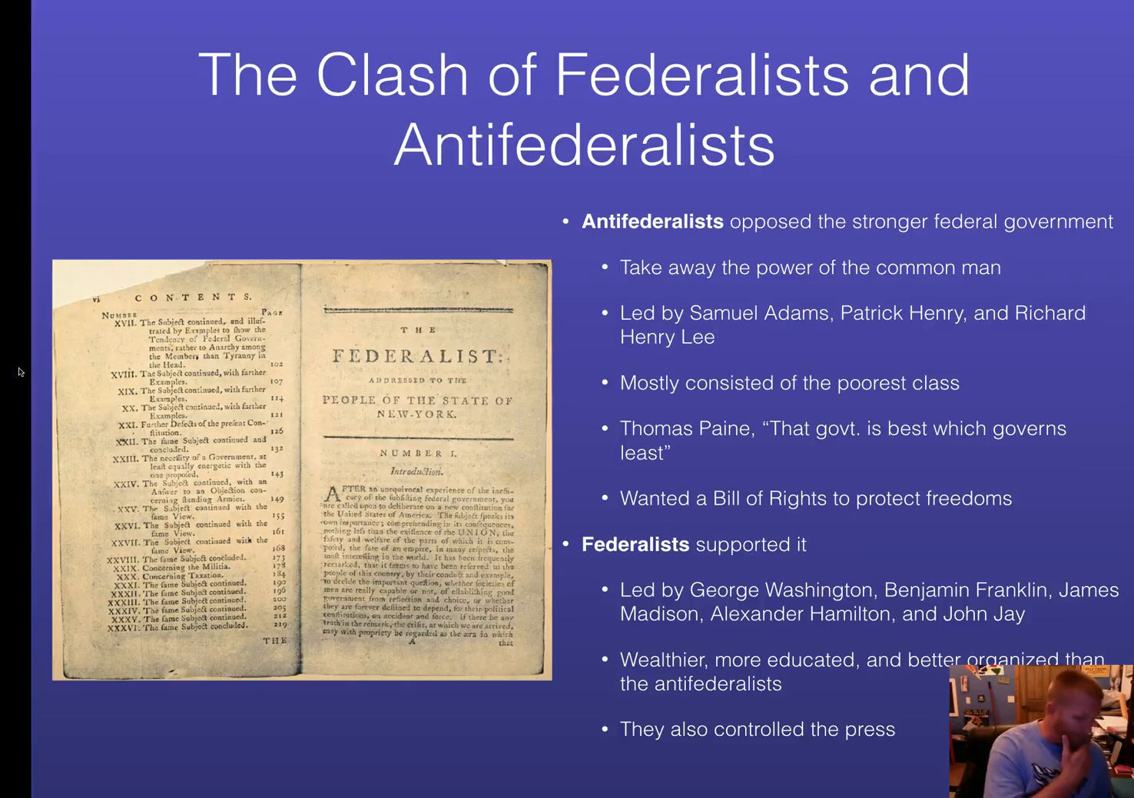They also controlled the press, which if you control the press, you can control the people. Donald Trump thinks that's going on because the election's rigged according to him. And so they published the Federalist Papers.